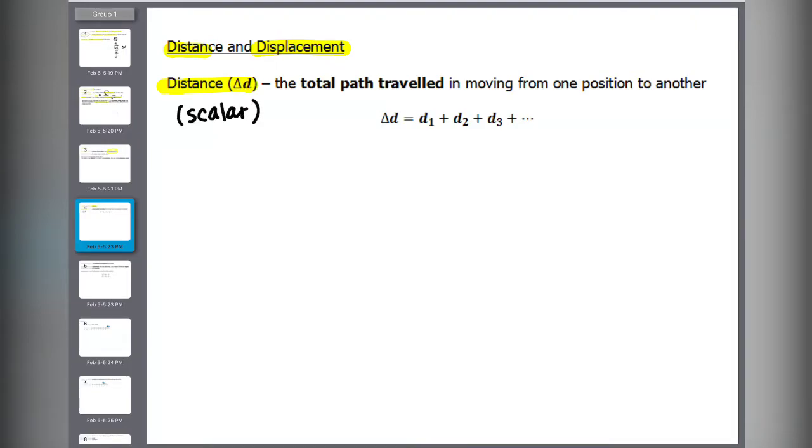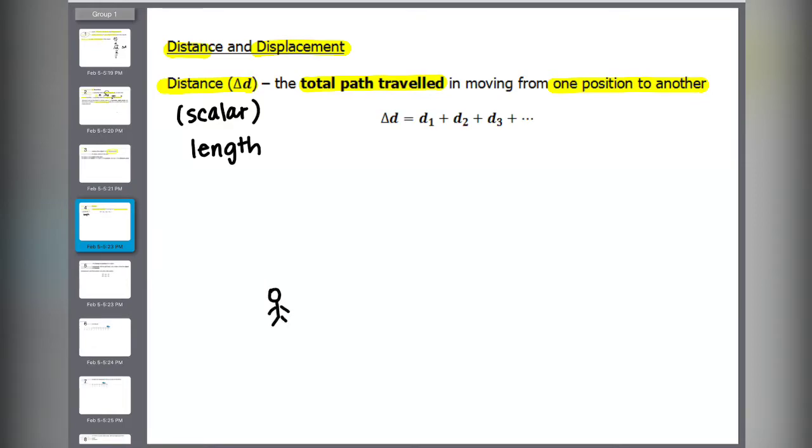So no direction. Distance is almost like a length. The length of my pencil is 25 centimeters, right? I don't need a direction for that. And what distance in this case is talking about is the total path that has been traveled from one position to another.